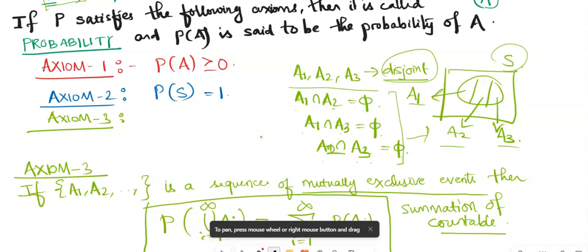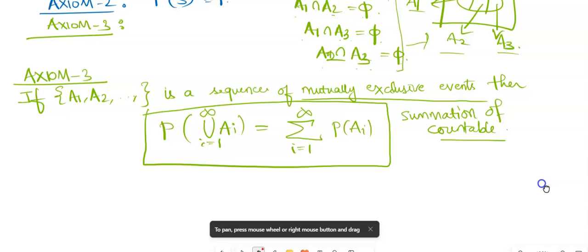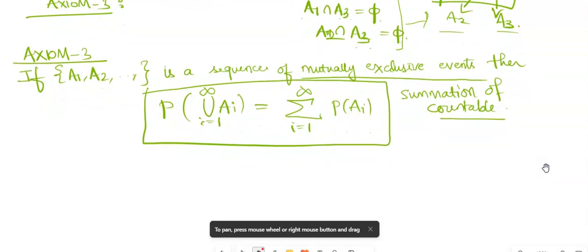Similarly, we generalize it for an infinite number of sets, where axiom 3 comes into picture. Axiom 3 says that if you have a sequence of mutually exclusive events A1, A2, and so on, then the probability of the union of A_i, i equals 1 to infinity, can be written as the summation of P of A_i, i equals 1 to infinity. With this recap, we will proceed forward with the derivations.